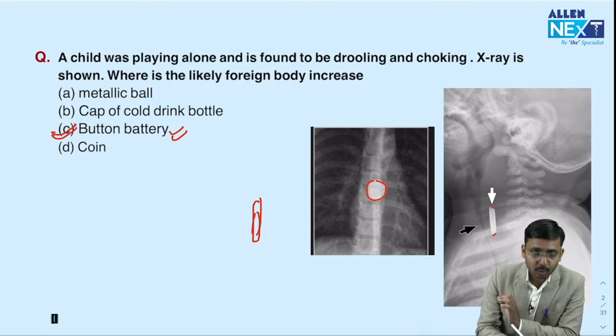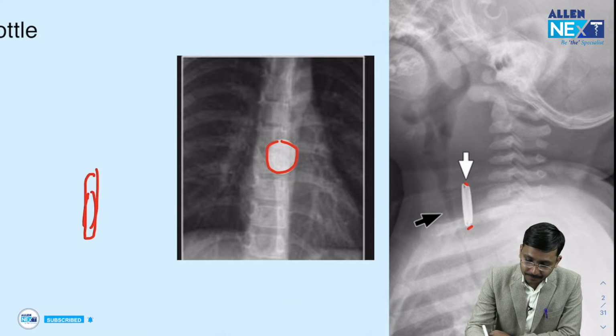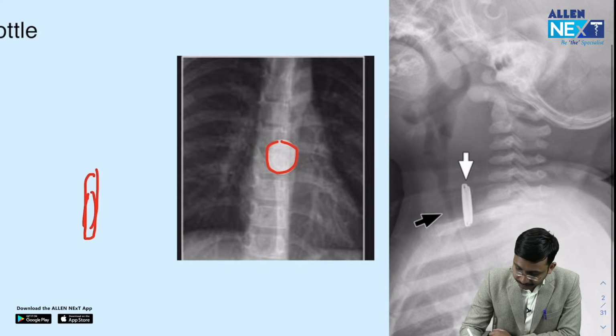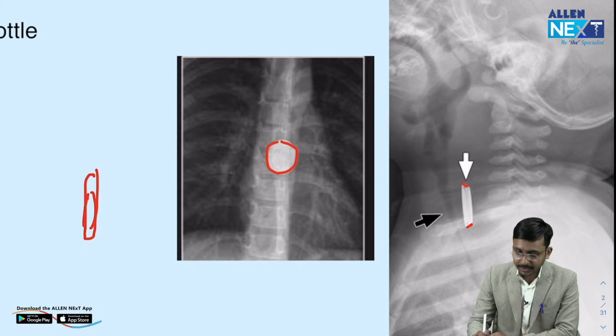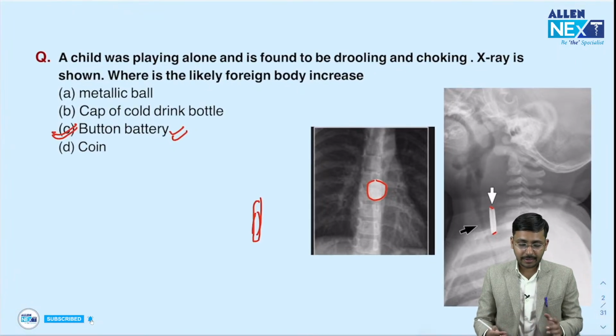What is the clue to this button battery? It has these beveled edges. That is the clue to it being a button battery and not a coin.